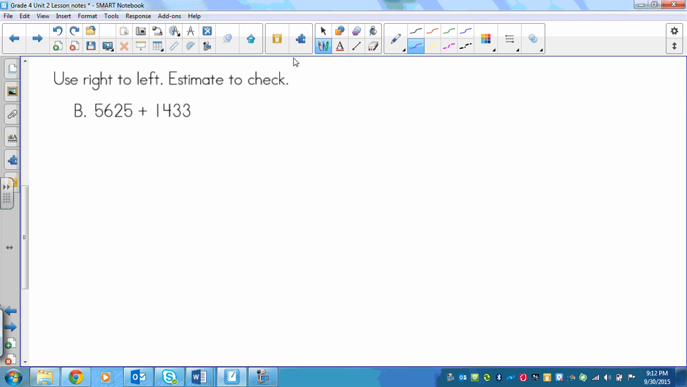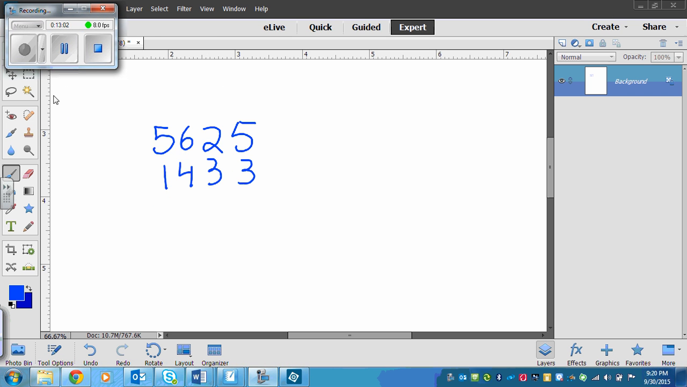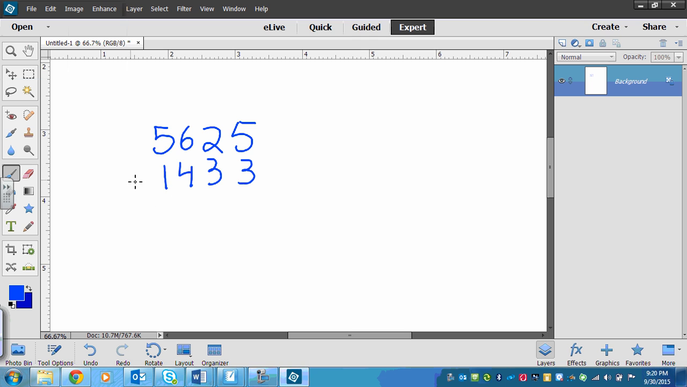Adding from right to left. So we start again by writing one number on top of the other number. Okay, having some technical difficulties. We've switched programs, but here we go.